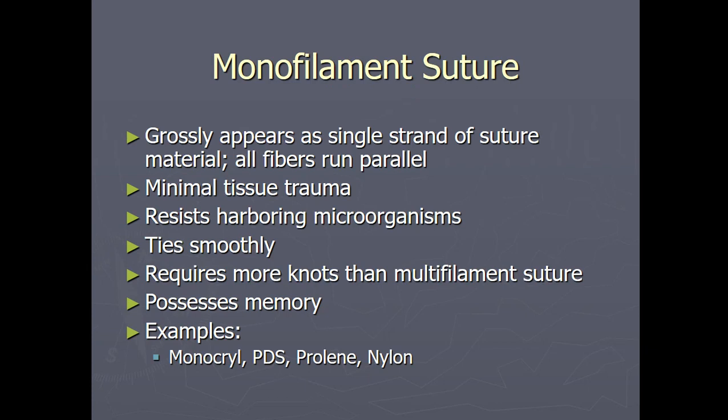So to start with, monofilament sutures. Grossly appears as a single strand of suture material. All fibers run in parallel. Minimal tissue trauma or resistance, harboring minimal microorganisms, and it ties smoothly, but requires more knots than multifilament sutures because it is slippery. Possesses memory.